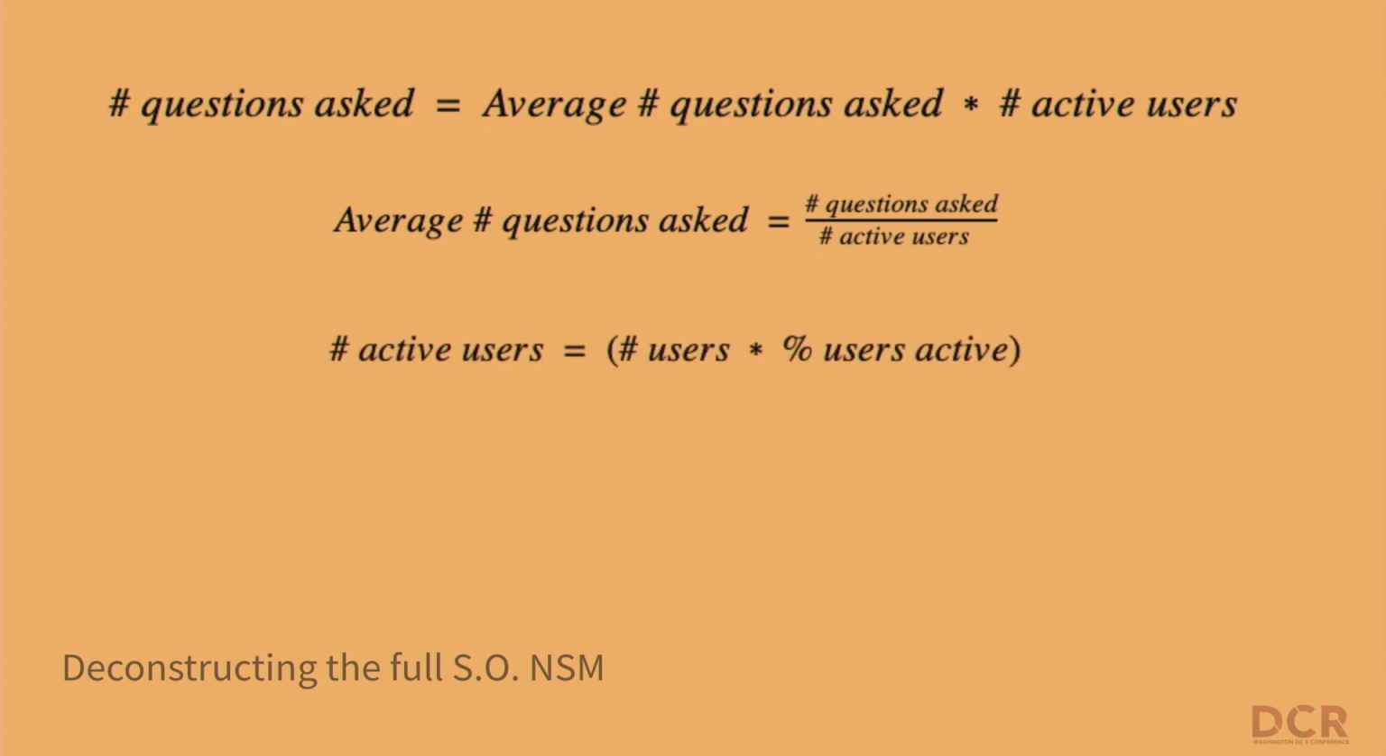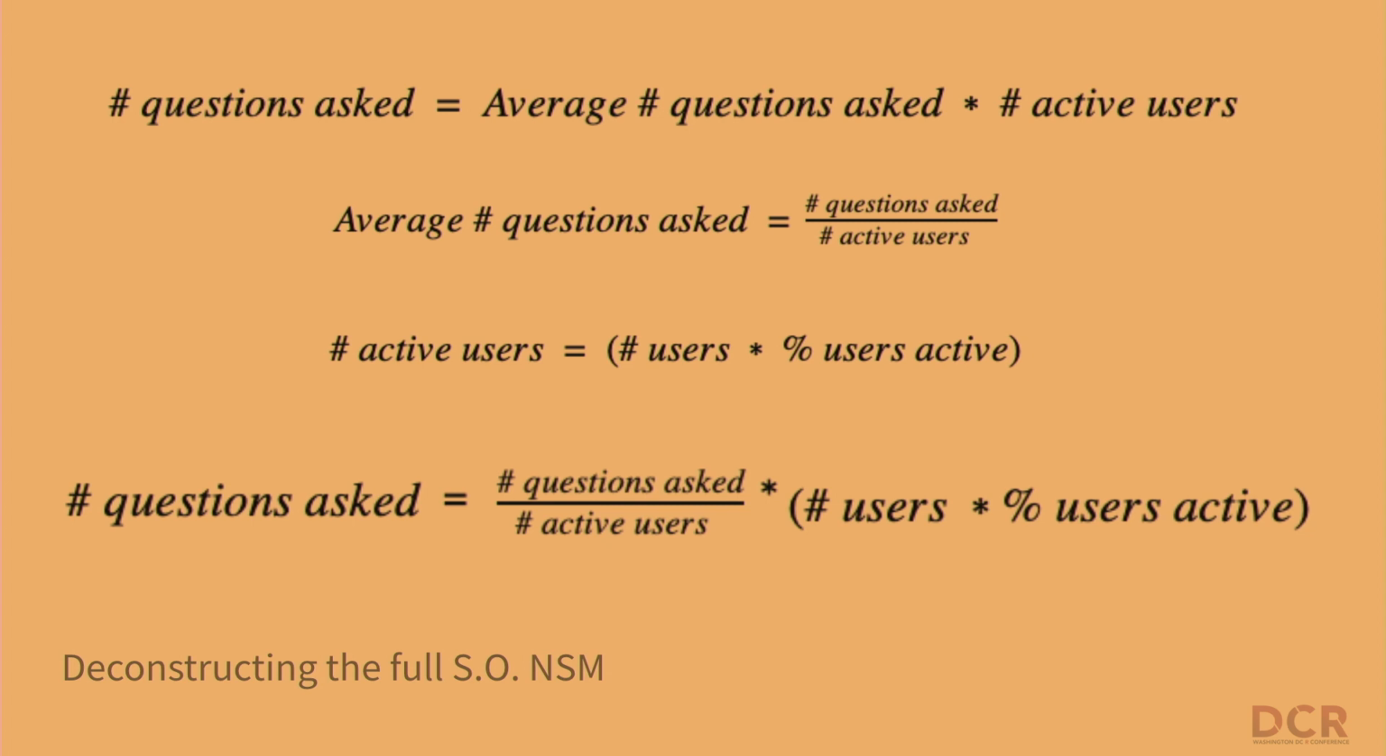I can also break number of active users down. That's the number of users times the percent of users who are active. They've asked a question. So if I break down my full North Star metric, I actually end up with 5 different metrics that I can calculate that'll help keep me honest.